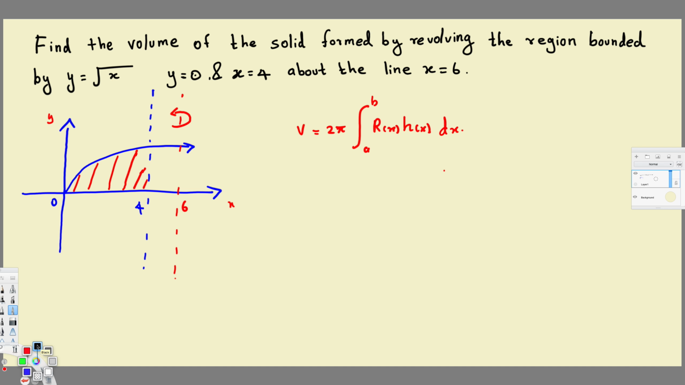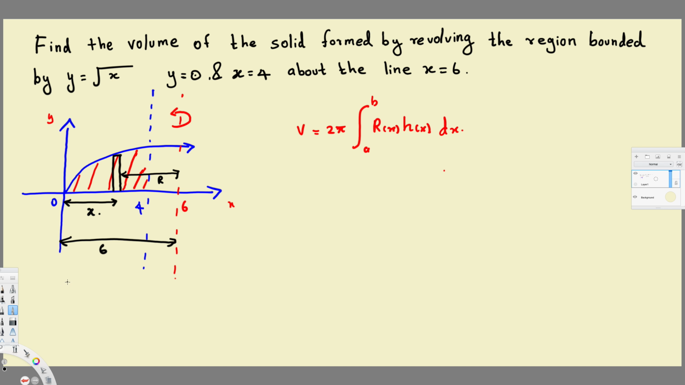Whenever the rotating axis is parallel to the y-axis, we draw a rectangle parallel to the y-axis, right? The radius is going to be the distance from the rotating axis to this rectangle. So this is going to be the radius. And the x is always from 0 to whatever rectangle we are drawing. The distance from 0 to this one is going to be x, right? So this is x, this is r.